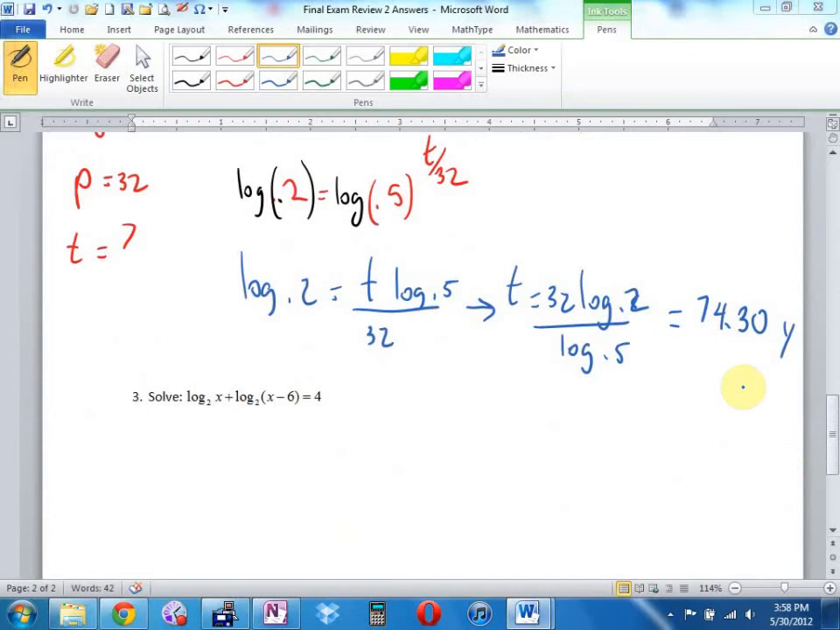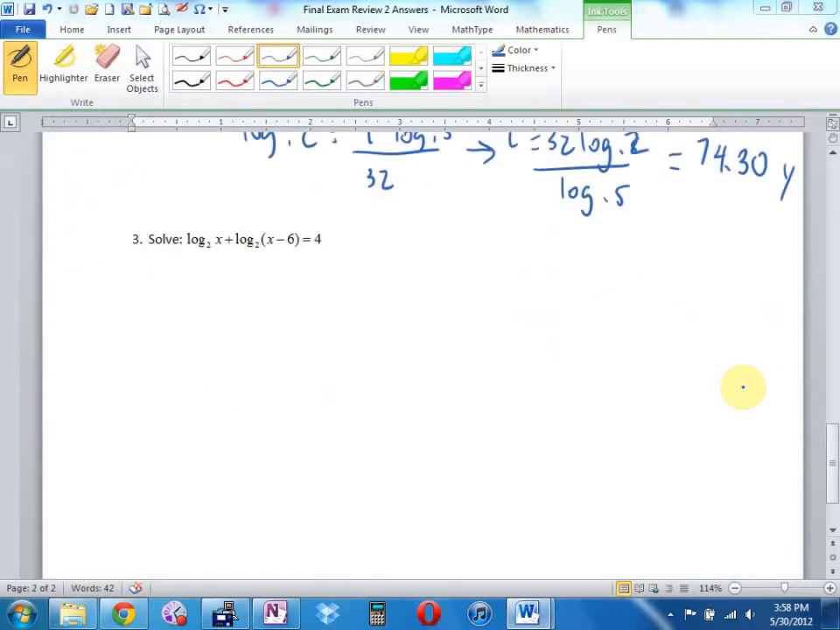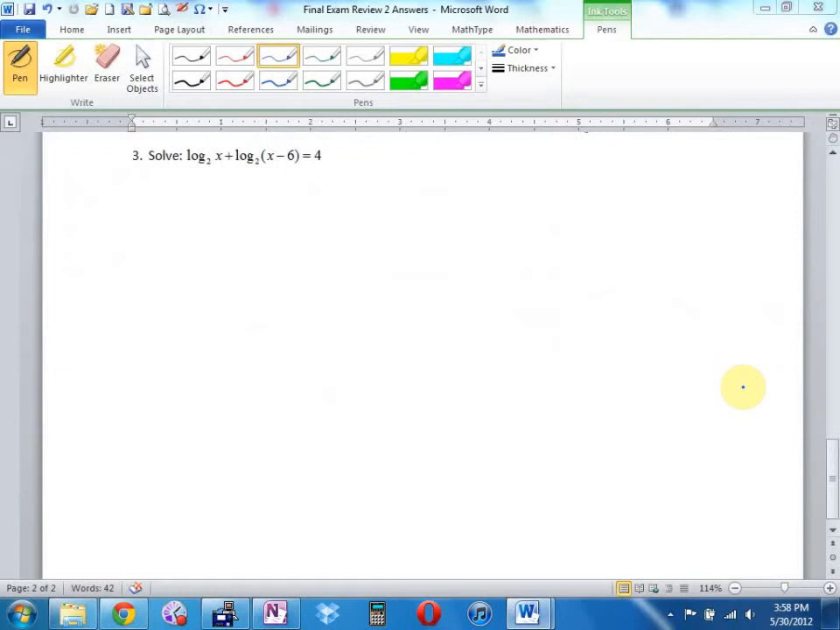Half-life. On your log section of your final exam is either going to be a half-life question or an exponential question. I did an exponential equation on the last review, or a logarithmic equation, kind of like this. How do I solve this? I want to write this as one thing equals one thing. Are my bases the same? Check. What's adding 2 logs the same as? Multiplying. I can write this as the log base 2 of x times x minus 6 equals 4.